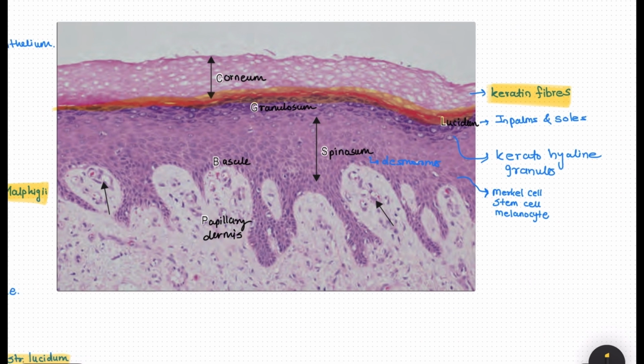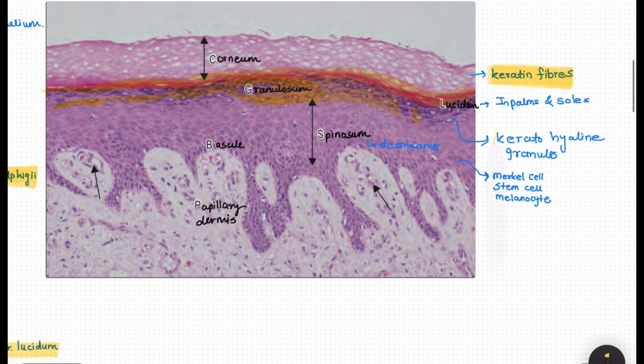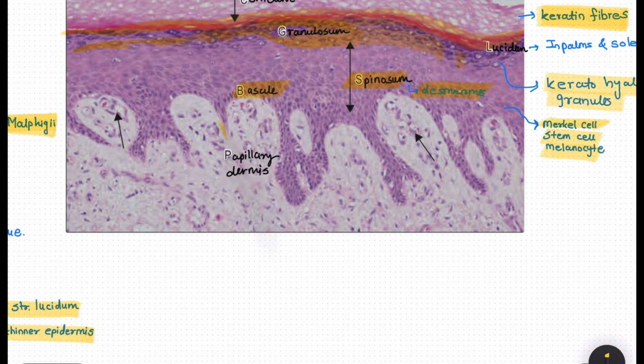Then the third layer is granulosum. This is granular layer, this bluish granules you can appreciate here. This is granulosum. There are keratohyaline granules present in stratum granulosum. Then comes stratum spinosum. Stratum spinosum also contains desmosomes. And then last one is stratum basale. Stratum basale contains Merkel cell receptors, stem cell, and then melanocytes. And this one is papillary dermis. These papillary projections. Projections means papillary dermis.